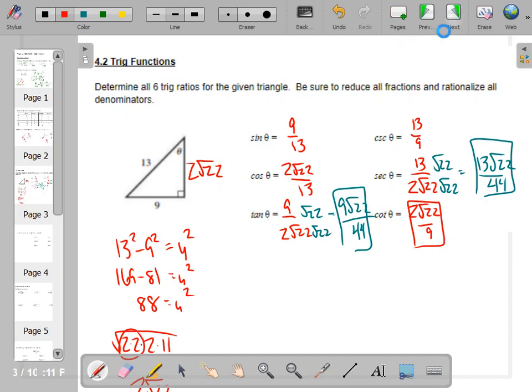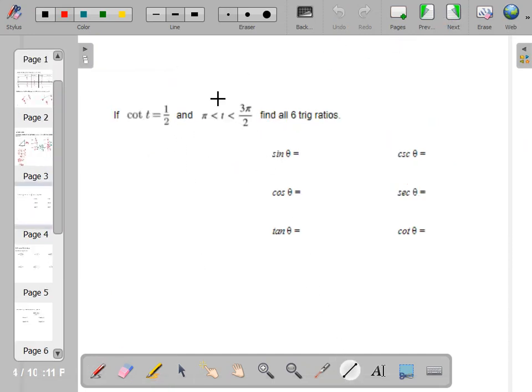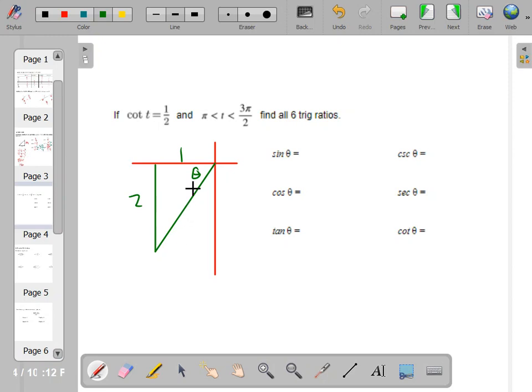We could also do these sorts of problems, but I give you the information a different way. First thing, this is really important. This is telling me that we're in the third quadrant. So if we're in the third quadrant, we're somewhere in here. And it also tells us that cotangent, I'm going to call this theta, cotangent is 1/2. So adjacent over opposite is 1/2. The other way of saying that would be tangent is 2, opposite over adjacent. Since we are in the third quadrant, these are both negative.